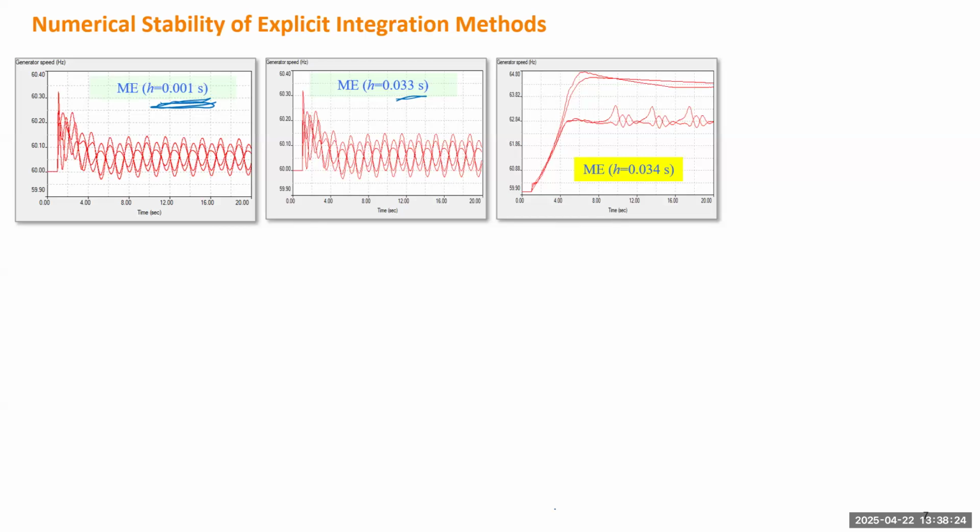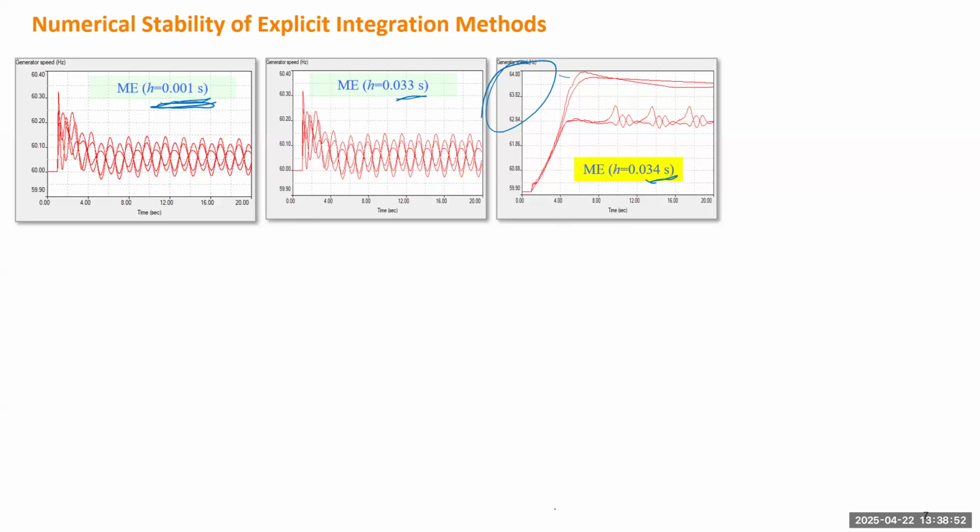You almost cannot see any difference between the first and second plot. For the third one, I further increase the time step by 1 millisecond, to 0.034, and the system becomes unstable or insecure because I see the frequency largely go to 64 or 62 Hertz. Okay, so here's a question.